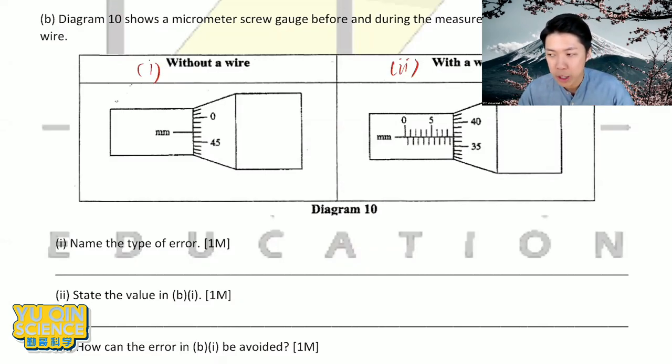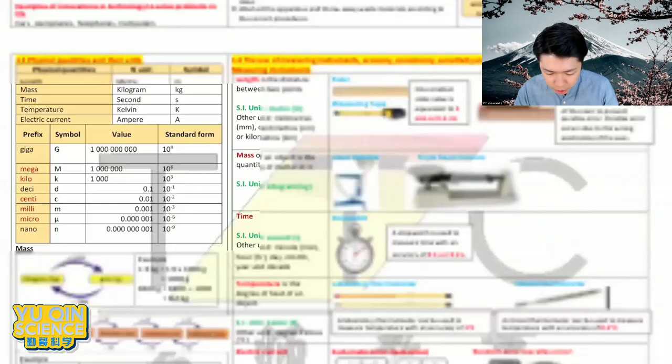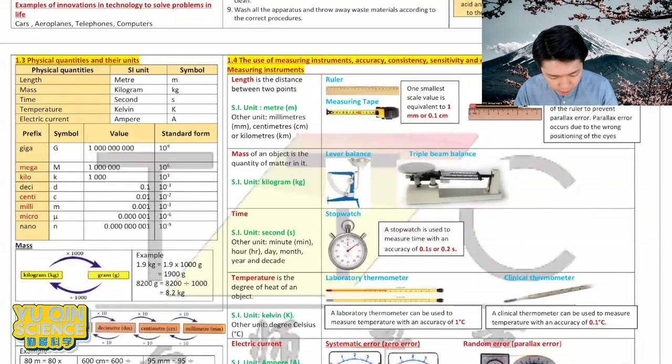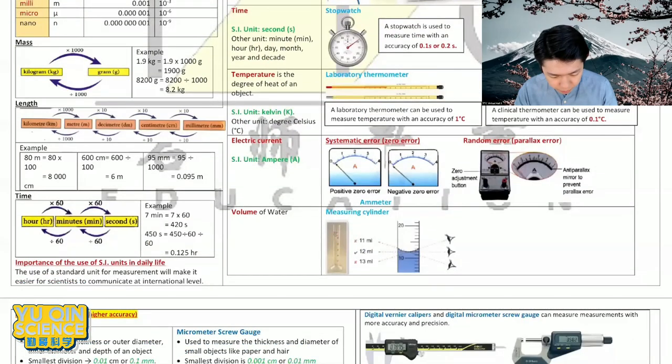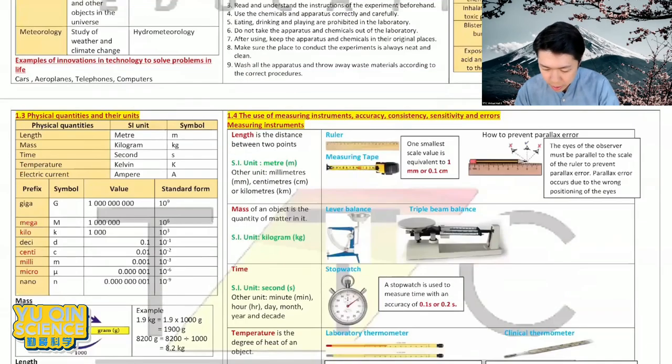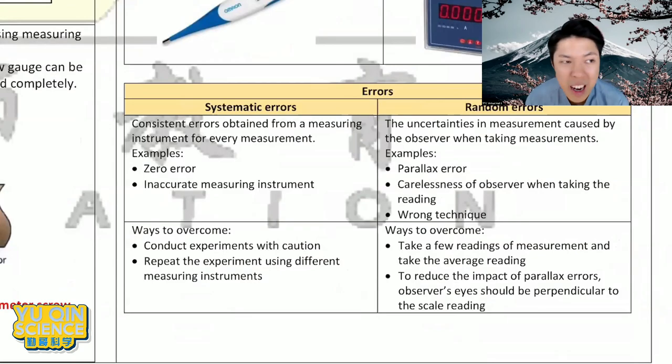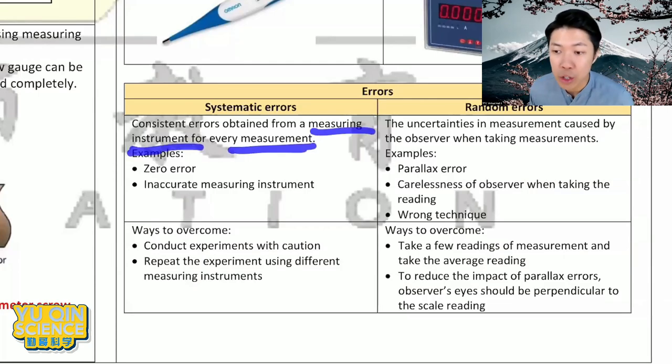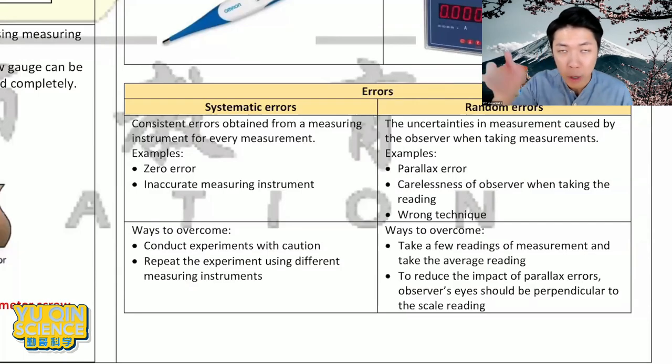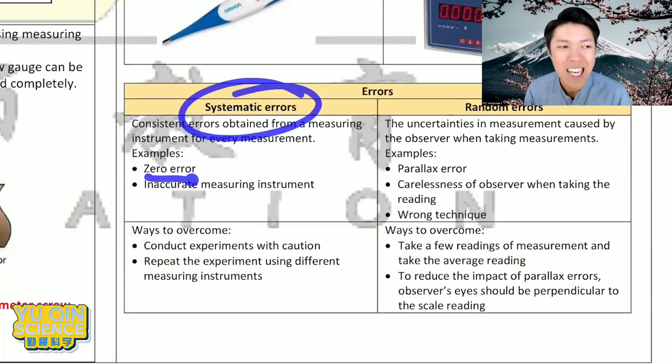Very bad at error questions. Okay, cool. Let's get it clear today. So what do we have about error? Let's take a look. Error is here, this one. Sorry. So there are two types of error, called systematic error and random error. Systematic error is usually your measuring instrument problem. Not your problem, not my problem, the thing has the problem. That's called systematic error. Usually means zero error.